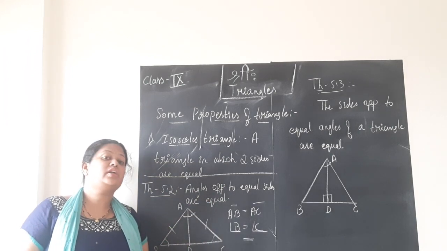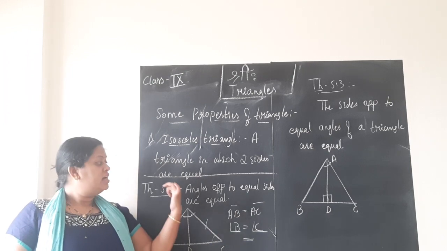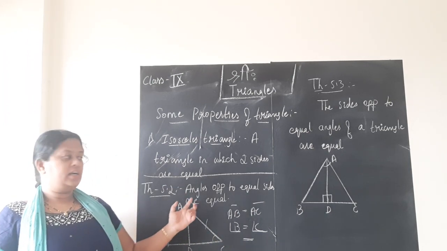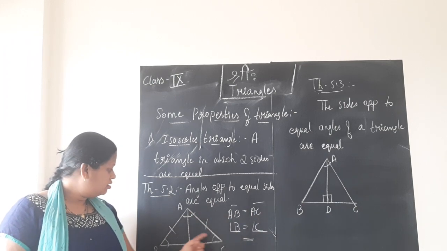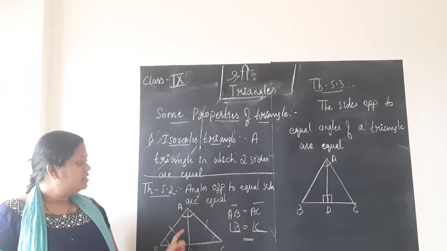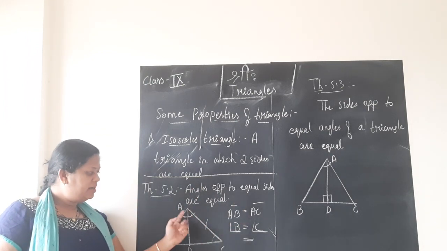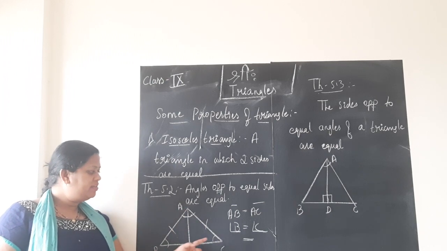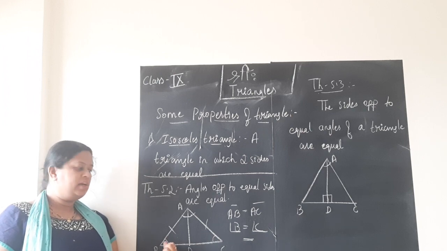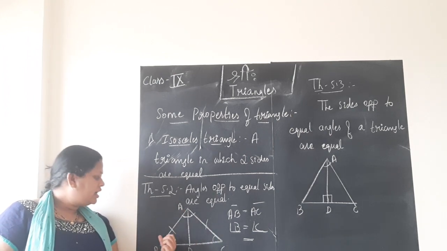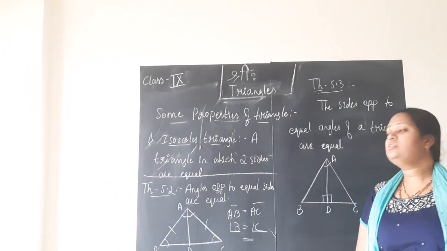This is very, very important in order to solve the problems, children. So, please understand it. Theorem 5.2 states, now read the statement: angles which are opposite to equal sides are equal. So, which are the equal sides? Side AB is equal to side AC. For side AB the opposite angle is angle C. For side AC the opposite angle is angle B. So, AB equals AC, therefore angle B equals angle C. That is what theorem 5.2 states.